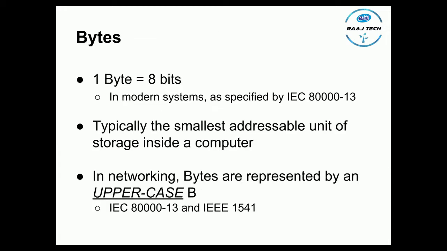A collection of 8 bits is called a byte, and that usage is standardized by IEC 80000-13. We say that a byte always has 8 bits. It is the smallest addressable unit of storage inside most computers. Most computers cannot address their individual bits. They can only address individual bytes. And sometimes they can't even address individual bytes. Sometimes it's even larger than that. But in networking, bytes are represented by an uppercase B. And this is true for both the IEC 80000-13 and IEEE 1541 standards.